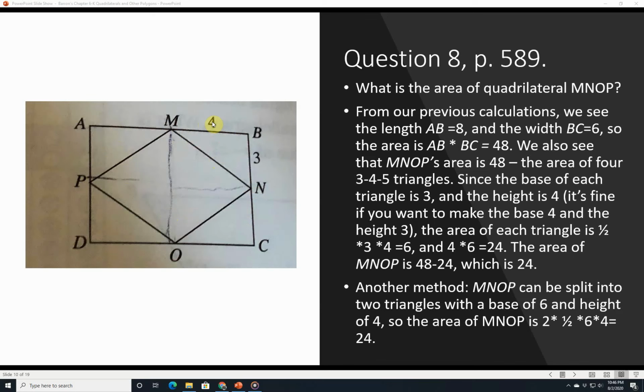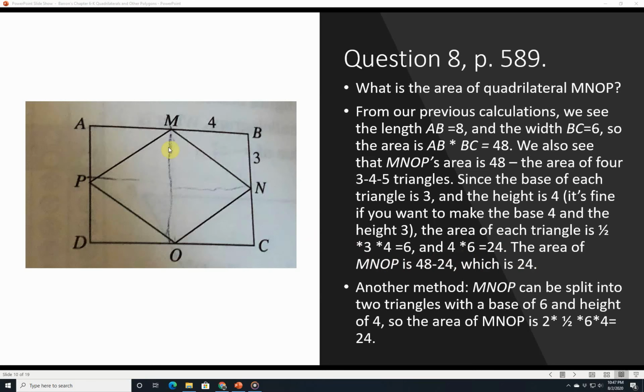Well, okay, we know the area of this triangle is 4 times 3, which is 12, and then we have to divide it by 2. So that's just going to be 1/2 times 3 times 4, which is just 6. Since there are 4 of them, 6, 12, 18, 24. 4 times 6 is 24. So the area of MNOP is 48 minus 24, which is 24.